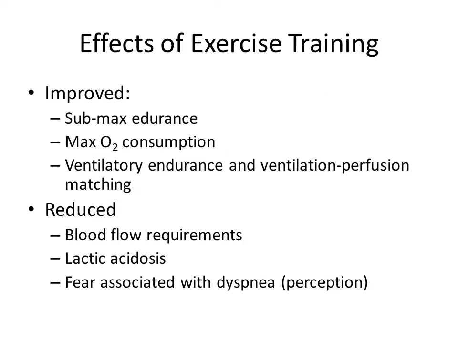So, effects of exercise training. What you get with exercise training is typically an improved submax endurance. Max O2 consumption increases. Ventilatory endurance and ventilation-perfusion matching are better after exercise. You also get reduced blood flow requirements. You get reduced lactic acidosis, or decreased hydrogen content within the blood and acidity of the blood. You also get decreased fear associated with dyspnea. So with proper exercise training, including breathing techniques, you get this perception that exercise isn't that tough and is something that a person can do with chronic restrictive pulmonary disease.